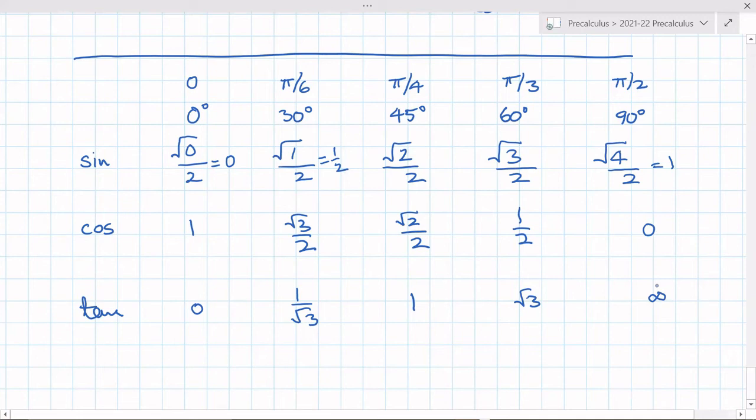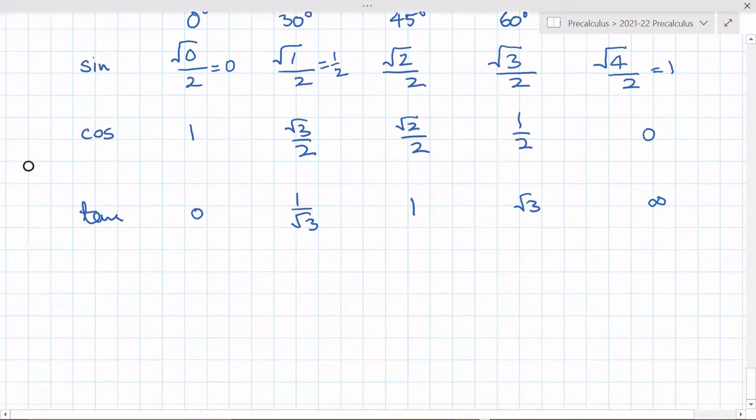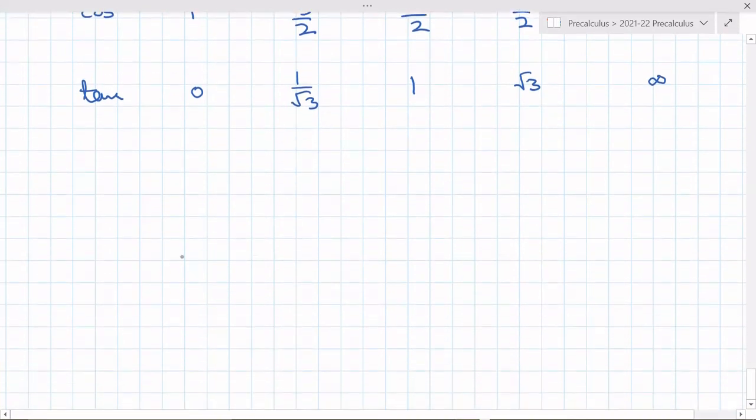Okay, then cosecant will be 1 over sine for any angle, right? And secant will be 1 over cosine. And cotangent will be 1 over tan. How can I use this in a special angle triangle? Let me show you that.